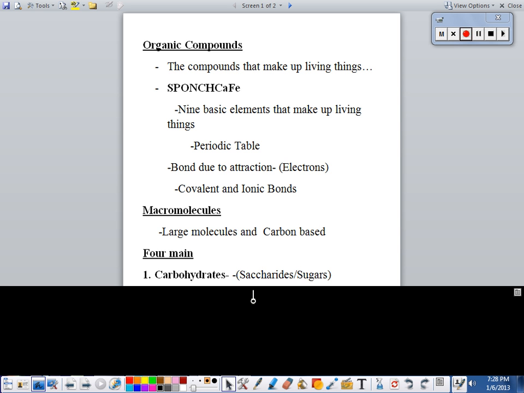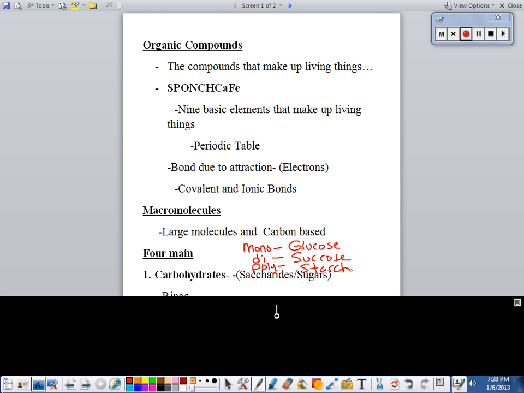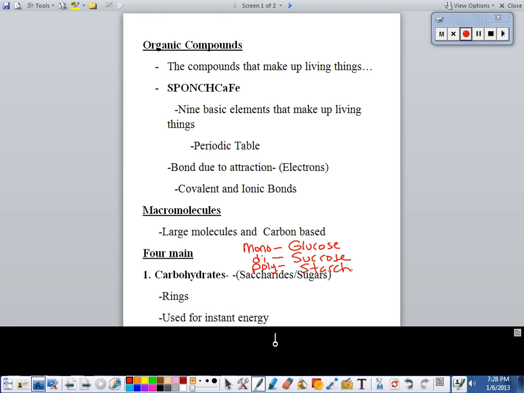And if they're a single saccharide, they call them a monosaccharide. If it's a double, they call it a di. And more than that, it's a polysaccharide. A good example of a mono would be glucose, C6H12O6. A di would be sucrose, like your table sugar, and a polysaccharide would be starch. These carbohydrates form rings, but they're used for instant energy. The body uses them to create energy.